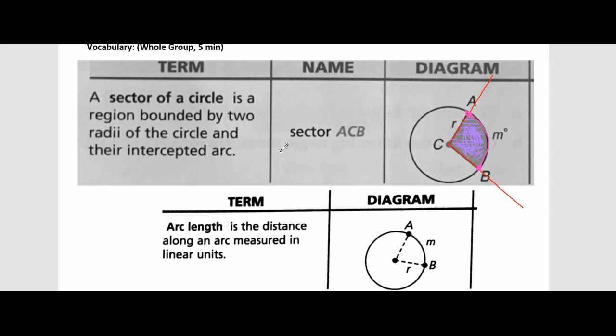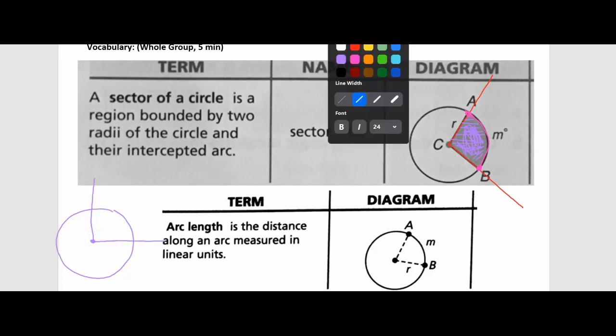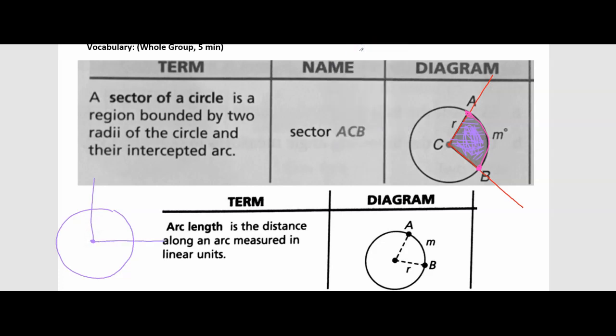Arc length is just the distance along an arc measured in linear units. So we've measured arcs in degrees, right? Let me do another diagram over here. If this is my circle, and let's say my central angle is a right angle, I'm actually going to write the 90 degrees in there. Well, that tells me that this arc, let's call it AB, the measurement of arc AB is going to be equal to 90 degrees because it's got to be the same as the central angle that intercepts the arc.